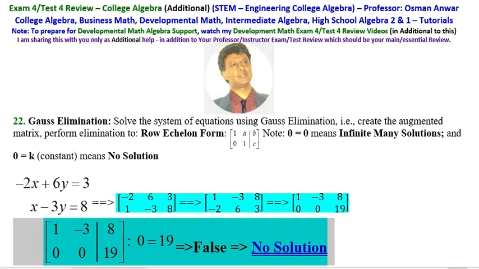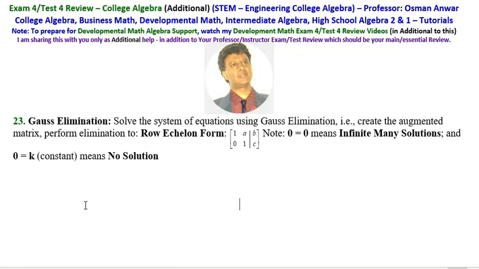This means you have 1, minus 3, 8, 0, 0, 19. So this is x times 0 is 0, y times 0 is 0, that means 0 equals 19. And this is false. Of course, 0 is not equal to 19. That means no solution. And that is what it says here: when 0 equals some constant, which is 0 equals 19, that is no solution.